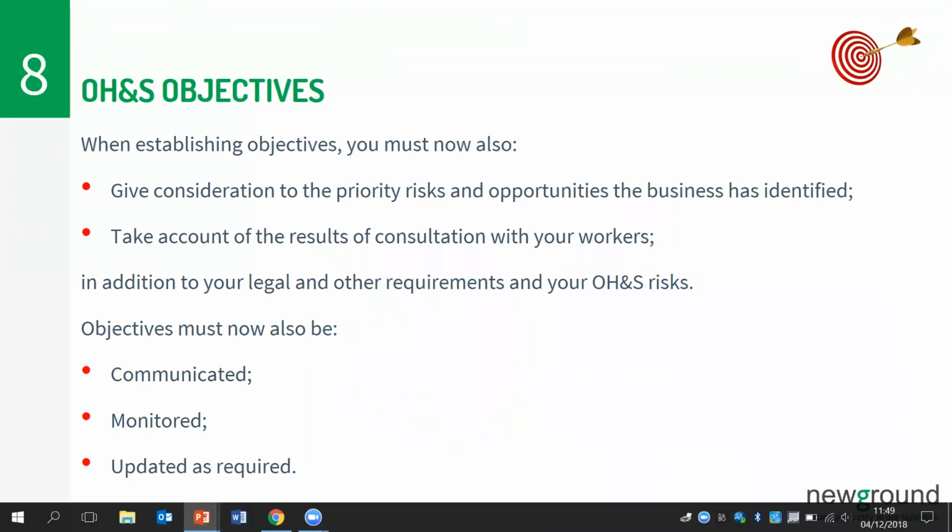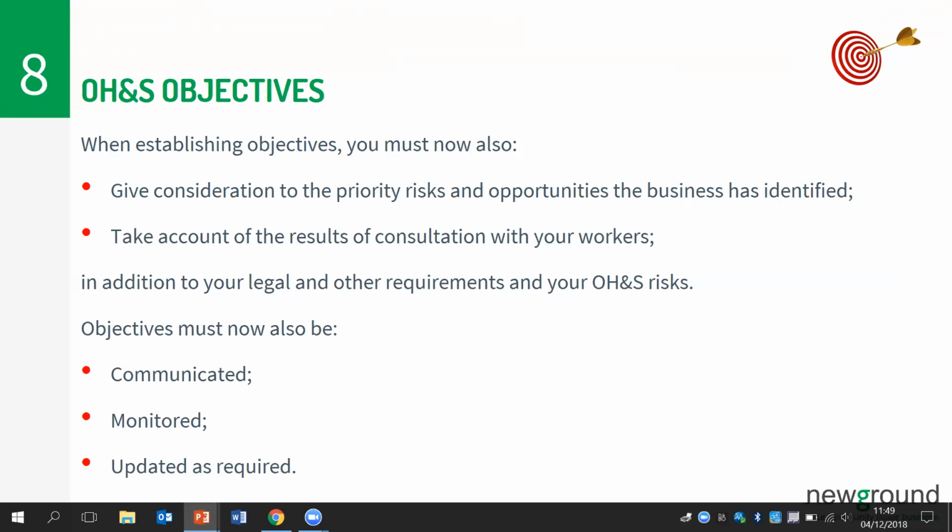So the requirement to establish health and safety objectives isn't new. However, what is new is the requirement to consider your priority risks and opportunities and the results of consultation with your workers when you are deciding and establishing your objectives. Under 18,001, you just needed to consider your legal and other requirements and your occupational health and safety risks. That is, obviously, the risks from your hazards. So you've got more things to now consider when you are actually setting your objectives.